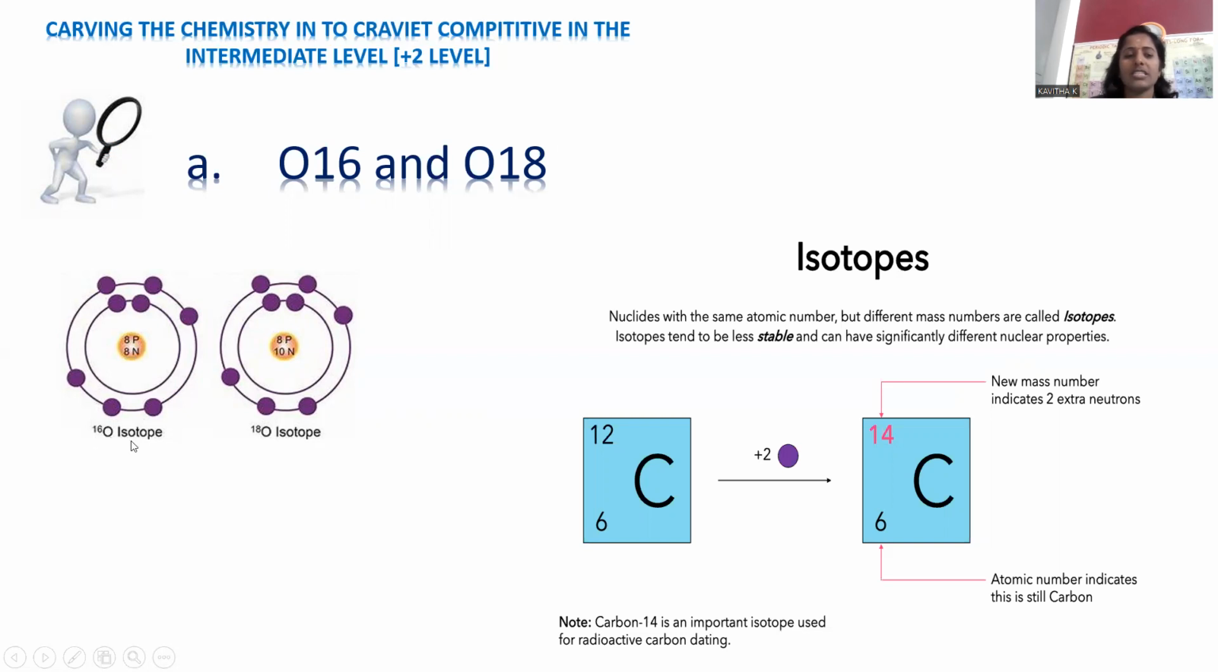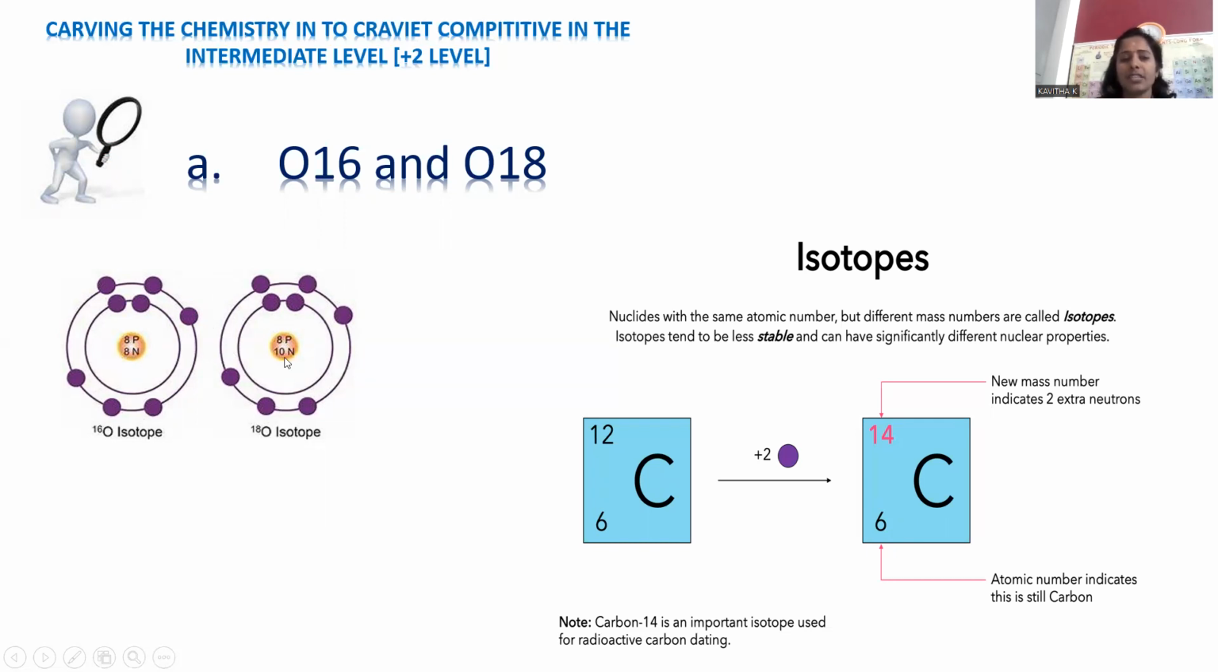So this is the oxygen 16 isotope. If you go with the second, O18, in that O18 you can find 8 protons. The proton count remains the same for both O16 and O18, but there is a difference in the number of neutrons. The number of neutrons rises to 10 over here, and the number of electrons remains the same again. 8 electrons are revolving around the central nucleus. So the only difference you can find is the number of neutrons.